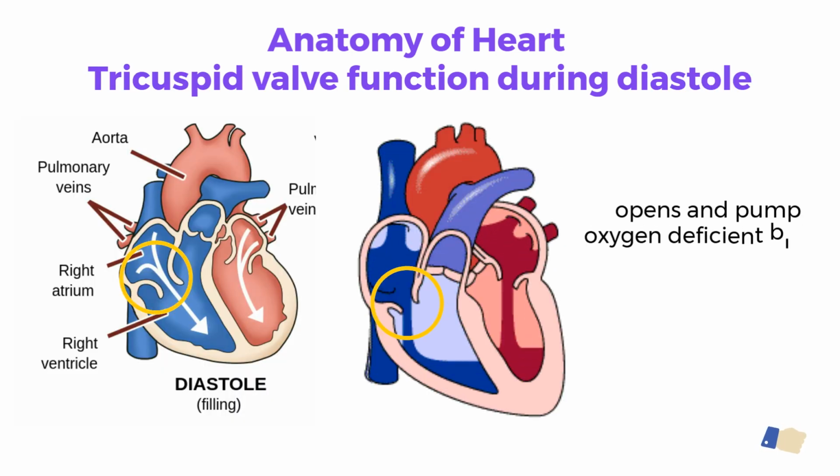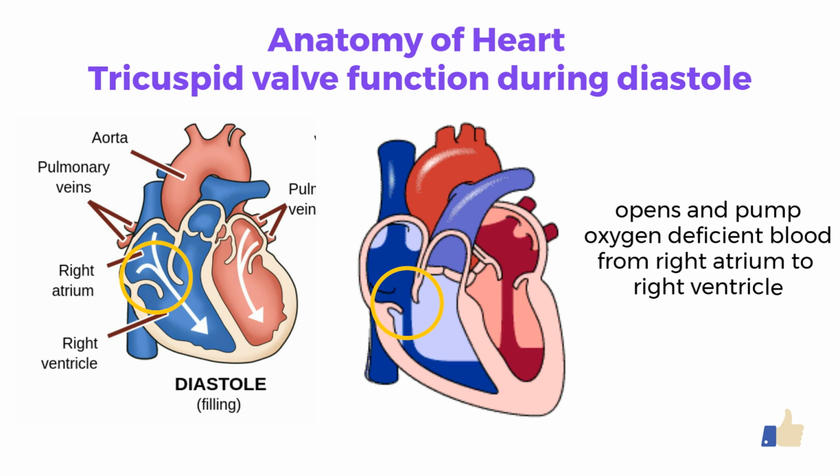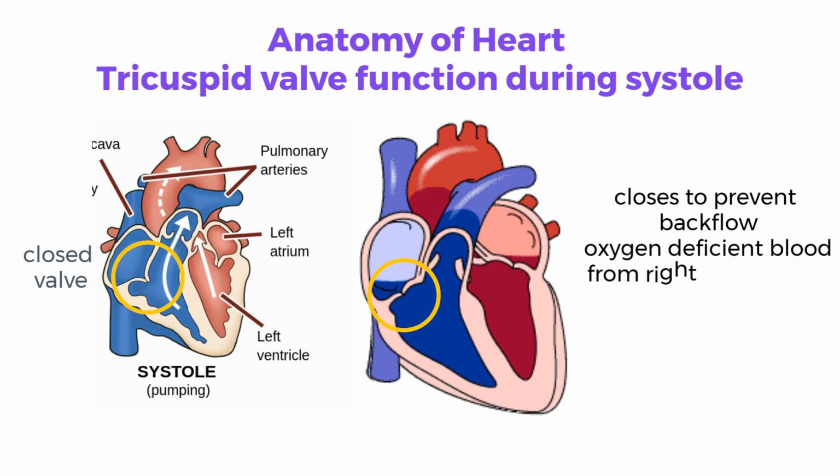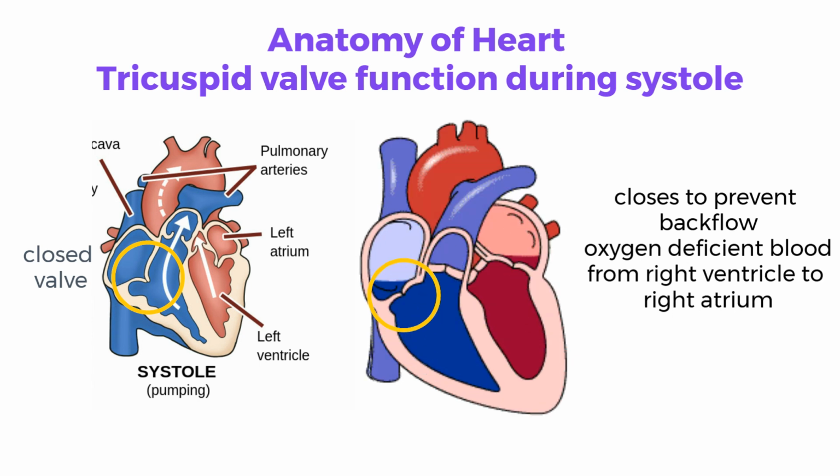The function of the tricuspid valve is to open to pump the deoxygenated blood from right atrium into the right ventricle during diastole or relaxation of heart, which is clearly seen in the diagram highlighted with circle between right atrium and right ventricle. Tricuspid valve closes during systole or contraction of heart and prevents the backflow of blood from the right ventricle to the right atrium, marked with circle to show closed tricuspid valve.